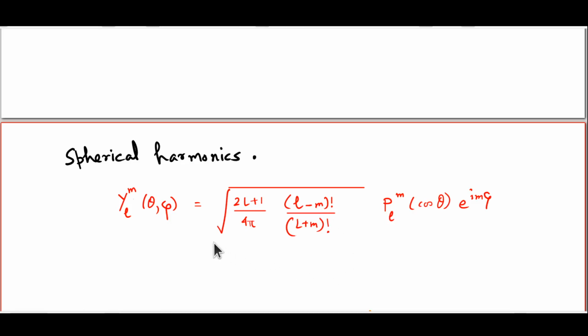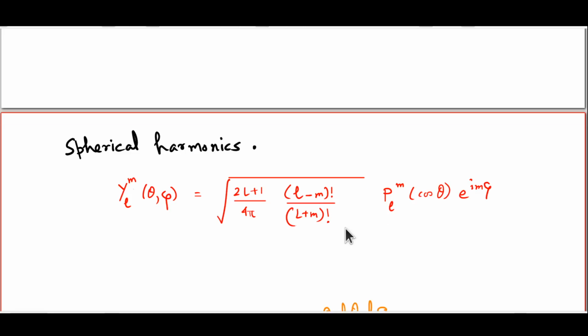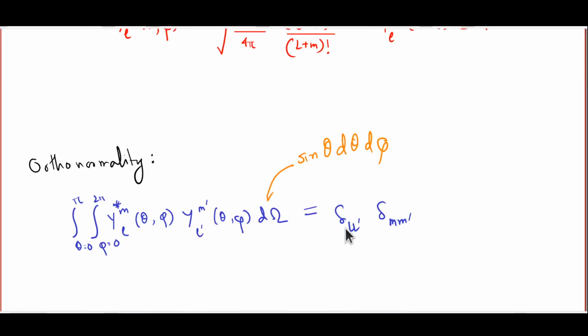Now, why is there this rather complicated looking factor in front of the definition? The answer is very simple. This is exactly what makes the orthonormality relationship between spherical harmonics ultimately a simple expression. And the orthonormality condition goes this way. If you take two spherical harmonics, you multiply the conjugate of one with the other. Remember, spherical harmonics are complex functions because of the presence of the e to the im phi. So complex conjugation is non-trivial here.